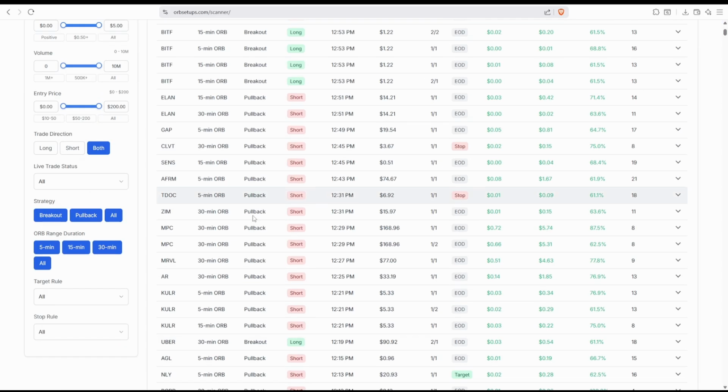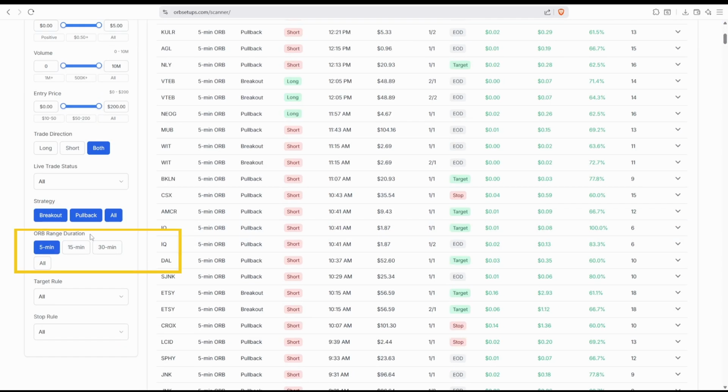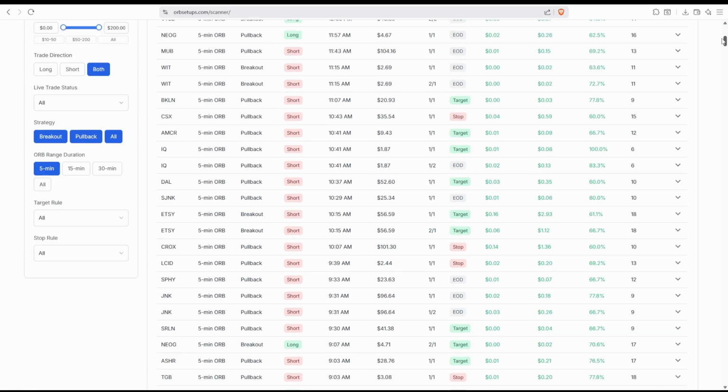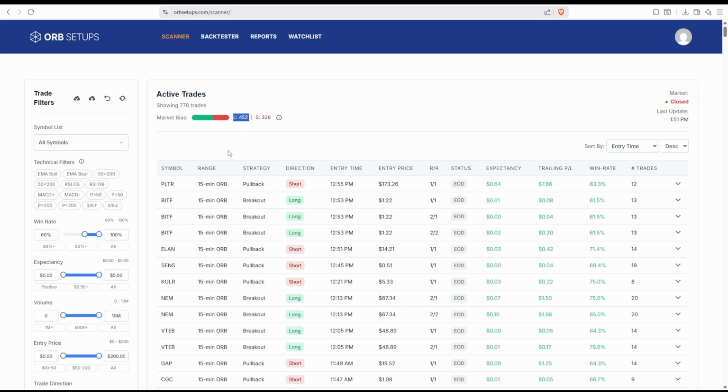Now with all symbols, I'm going to start by clicking the 5-minute for the opening range duration here. And if we take a look at the market bias, we can see that the bulls were leading the way, 453 long side setups compared to 308 short side setups. So for the first 5 minutes, the bulls are leading the way. Now if we toggle this from 5 minutes to 15 minutes, we see the same thing here. Bulls are still leading the way, 452 to 326. So for the first 5 and 15 minutes, it's the long side setups that we're looking at.